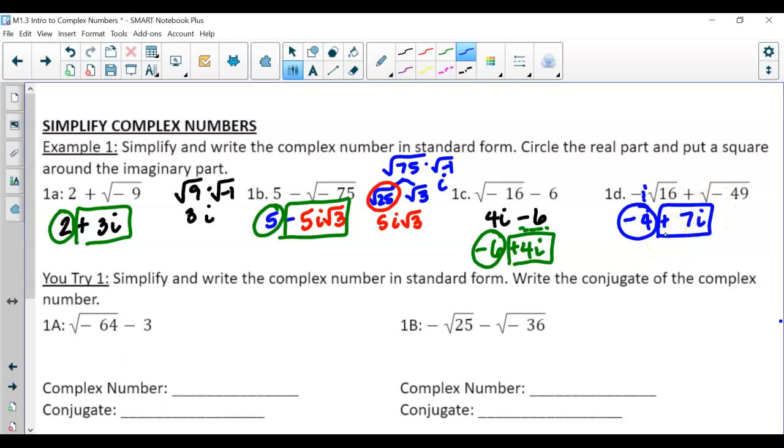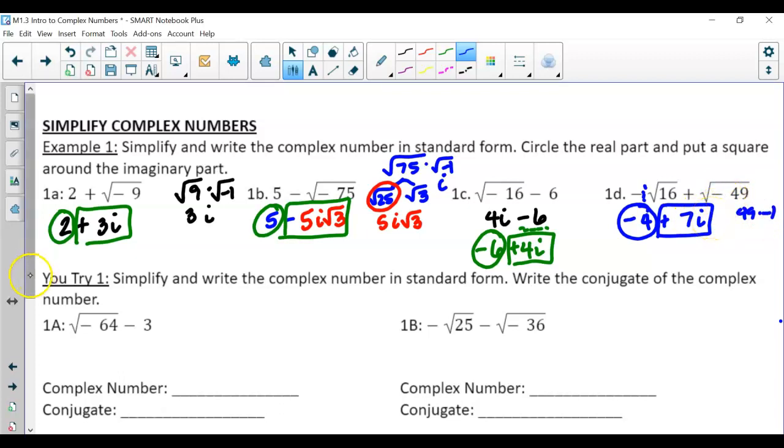So notice the difference. This was a negative, but notice how we are taking the square root of a positive 16. So that's why it's not imaginary. But here you're taking the square root of a negative 49, which is like 49 times negative 1. That's why here you have an imaginary number.